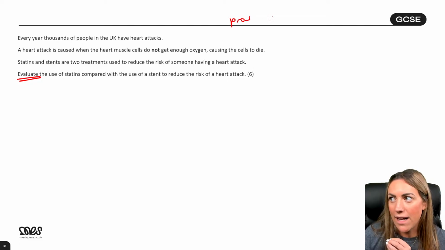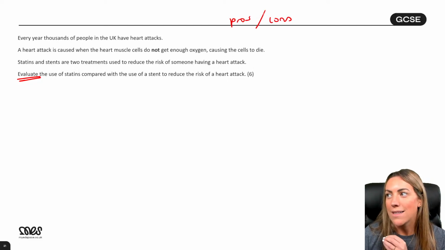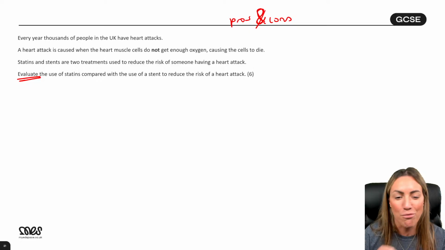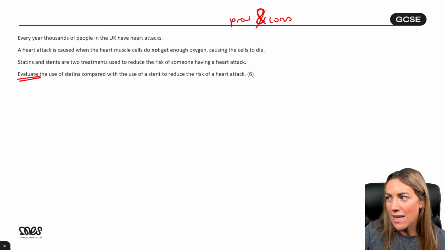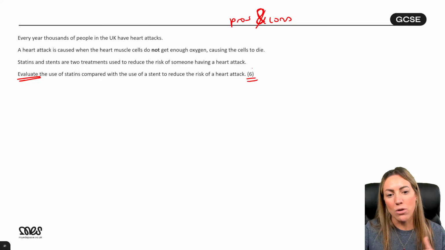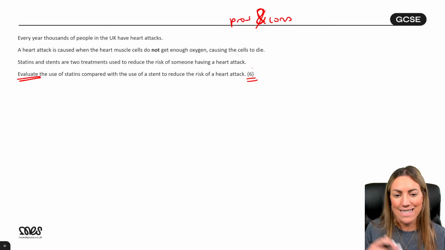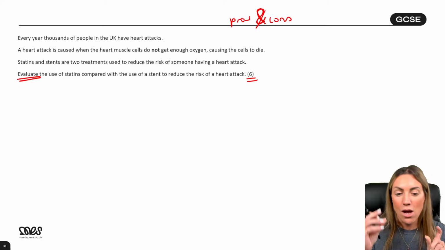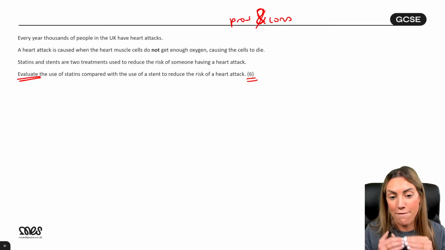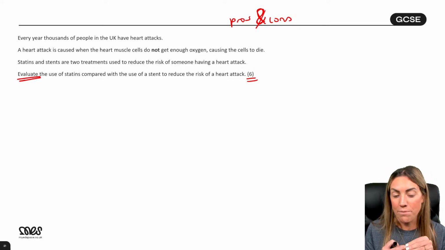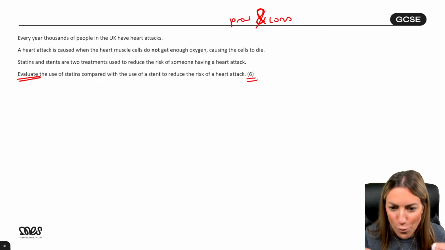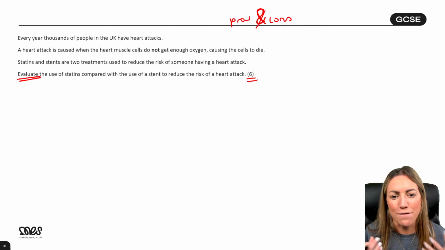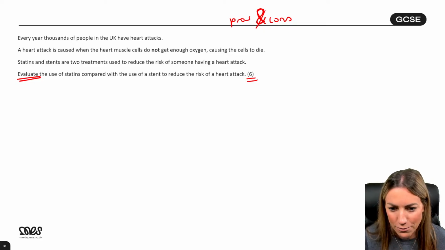Remember, guys, evaluate means pros, I should say and, pros and cons. Now this is 6 marks. So I would try and do both statins and stents, and I would try and do pros and cons of each. So pros and cons of statins, pros and cons of stents. And in fact, to get 6 marks for this question, you had to talk about both statins and stents, and you had to do pros and cons for both. Does that make sense? So you've actually got an awful lot to think about.